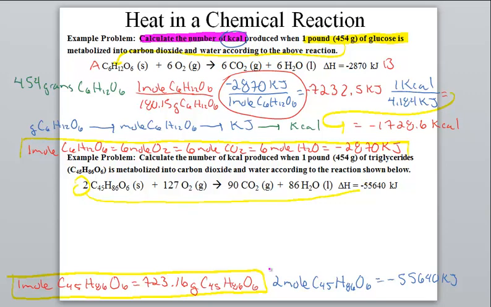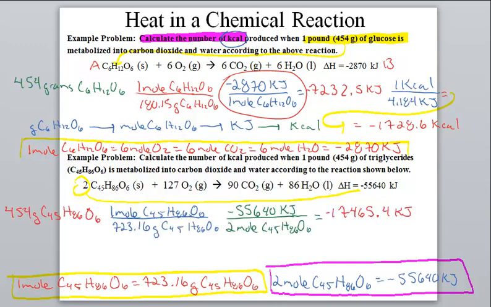So we get the other relationship, a mole to energy relationship. And again, whether you put the negative there or not in front of the 55,640 kilojoules, it's okay. But that gives you a mole to energy relationship. The answer in kilojoules, if 1 pound of the triglyceride is metabolized, is around 17,000 kilojoules. And going all the way to kilocalories, it's almost 4,200 kilocalories worth of energy that would be released. 4,174 kilocalories, or 4,174 nutritional calories.